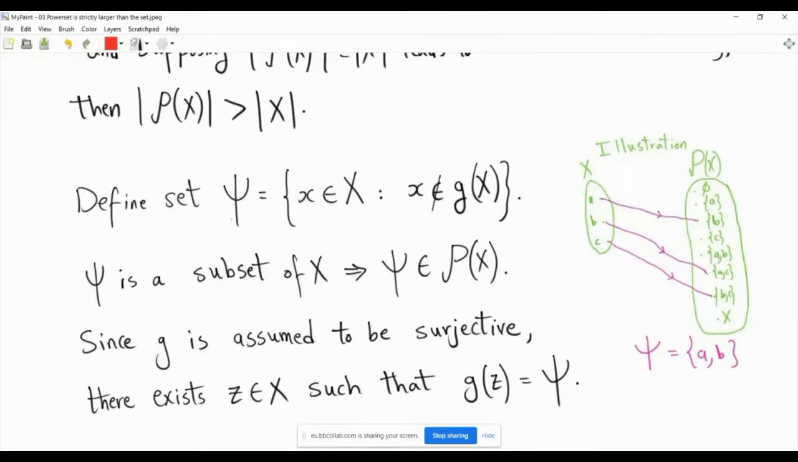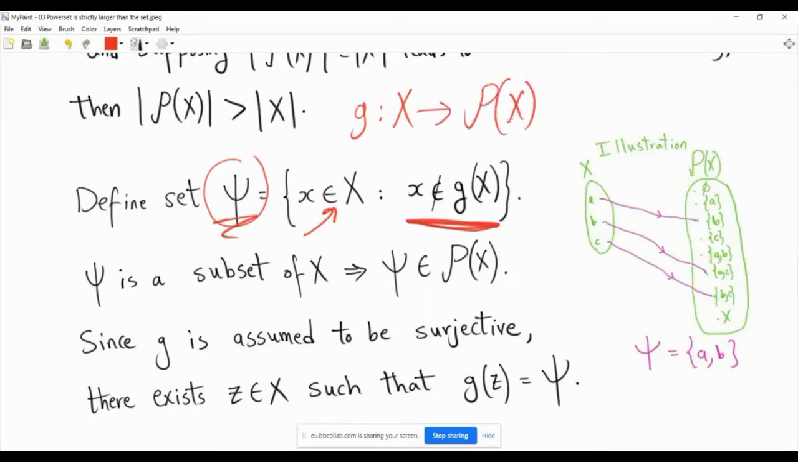Okay, so we will define a set which is called psi, and psi is basically defined as such. It is a subset of big X. So we sweep through all elements in big X, and set psi contains all elements in big X that satisfy this condition. And so what is this condition? The condition is that X does not belong to G of X. So remember that we have G, a map between X and the power set of X.